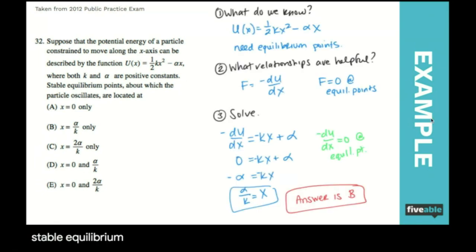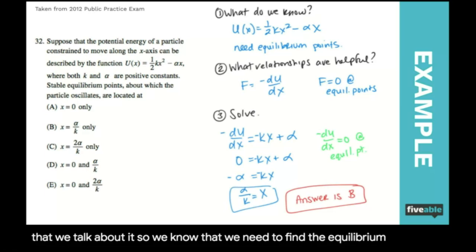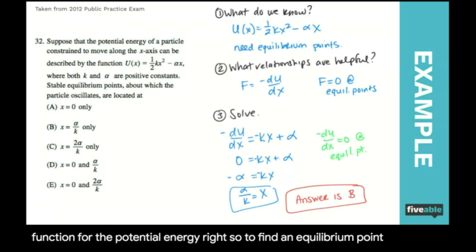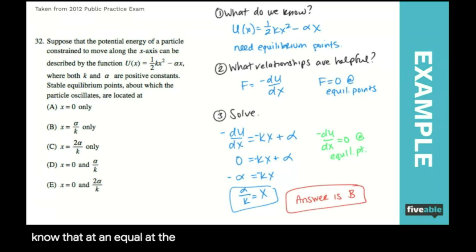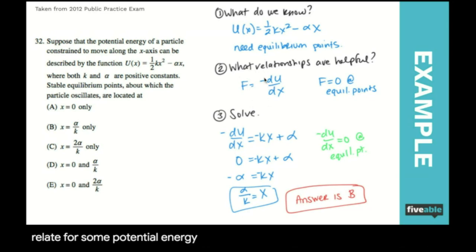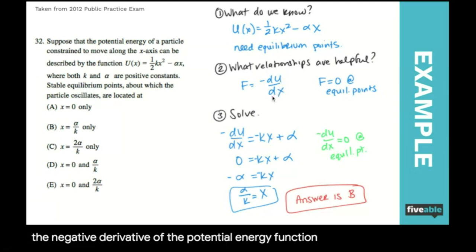That word stable equilibrium points definitely can throw folks off, so I want to make sure that we talk about it. So we know that we need to find the equilibrium points for this motion, and we've got a function for the potential energy, right? So to find an equilibrium point, we have to know that at the equilibrium point, the restoring force of the spring is 0. That's going to be the key. The other thing we have to remember is that we can relate force and potential energy with this relationship, right? The force is equal to the negative derivative of the potential energy function with respect to x.